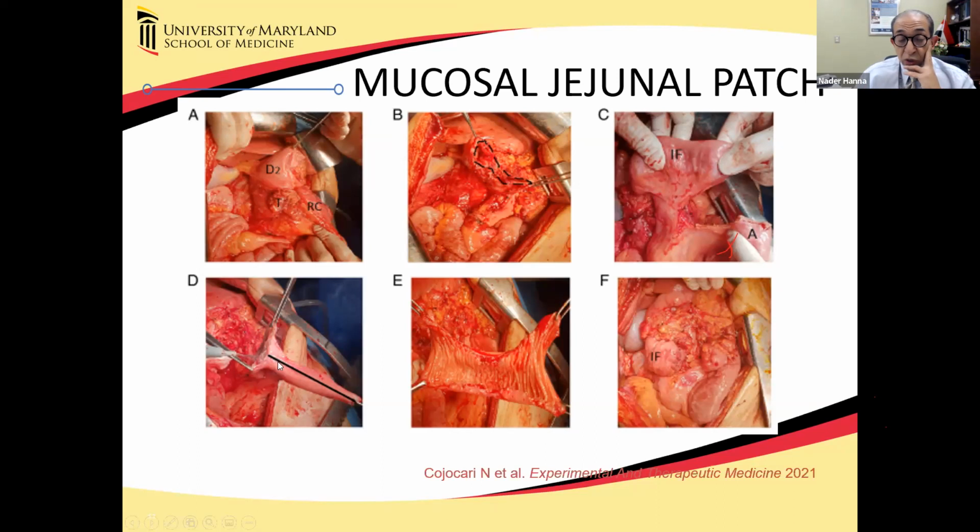And then what you do is you open the anti-mesenteric border of the bowel. So here's the bowel completely open in figure E. And this piece of bowel is maintained with an excellent blood supply from the mesentery of the small bowel. And then you place it over that defect and suture it circumferentially.